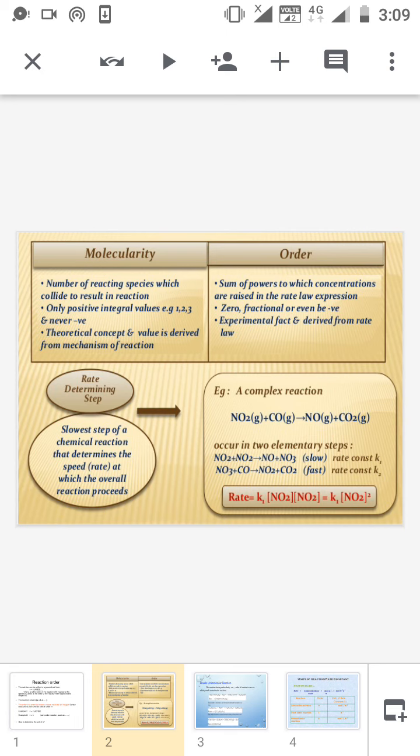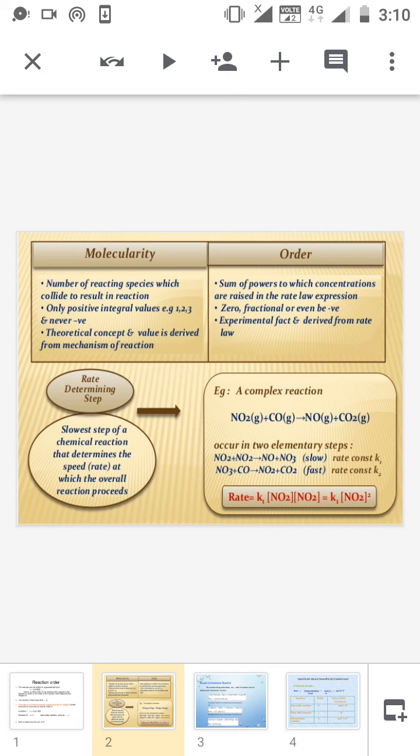Next, the slow step of a chemical reaction determines the speed at which the overall reaction proceeds. I already discussed that in some cases the reaction follows two or more steps, a multi-step reaction, in which the rate of the reaction depends only on the slowest step. Here it is represented in a complex reaction. The overall reaction is NO2 plus CO gives NO plus CO2. But the reaction occurs in two steps. The first is a very slow step, the second is a very fast step. So the rate of the reaction depends only on the slow step.